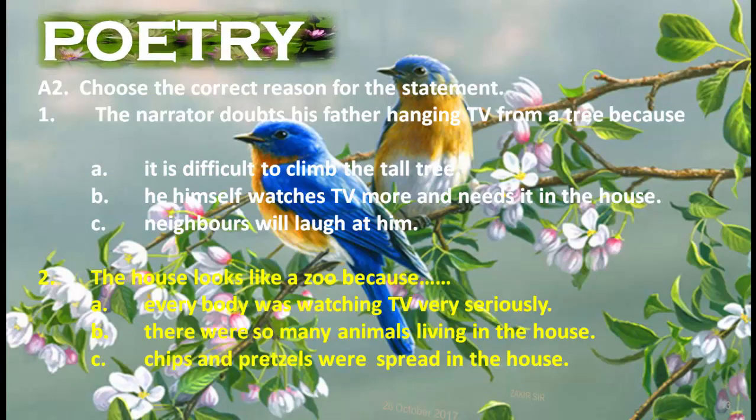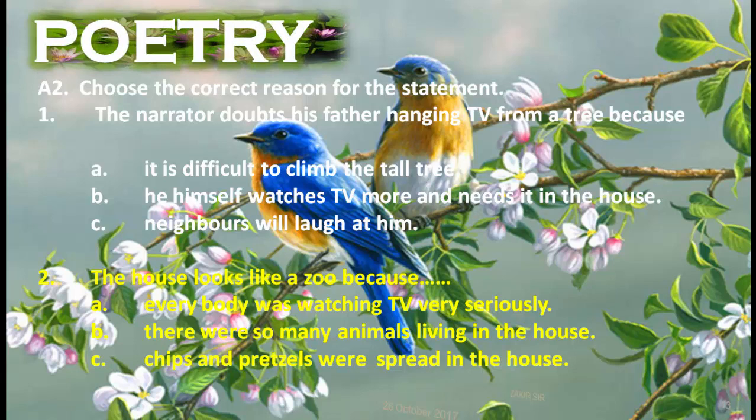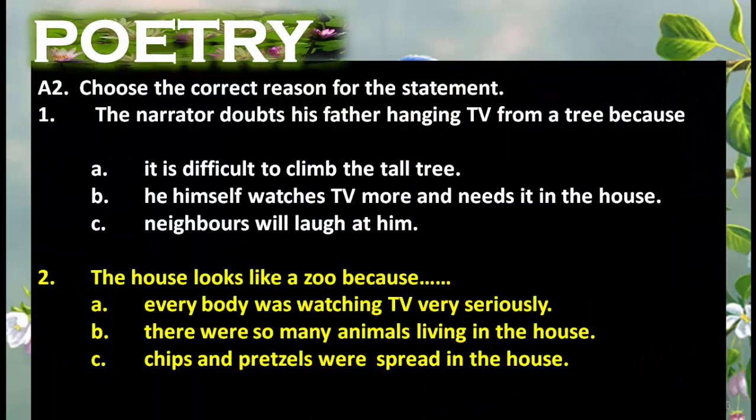As far as poem is concerned, if this question will be asked in poetry, it can be asked like this: the narrator doubts his father hanging TV from a tree because. These 3 points are given here and we have to choose the correct reason for the statement. So while writing the answer of this question, first of all you have to write this line, and after the word because you have to add the answer line.